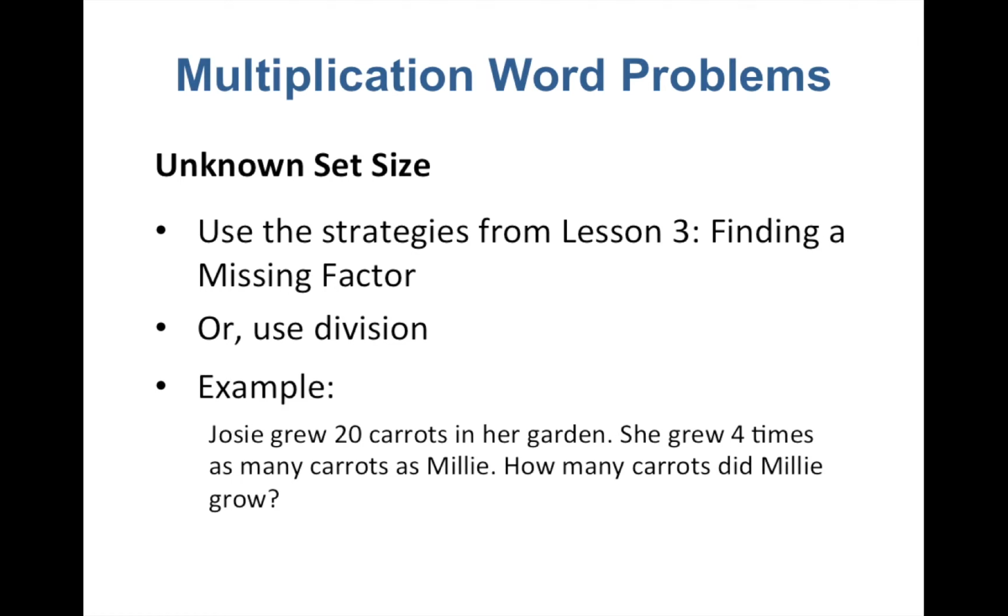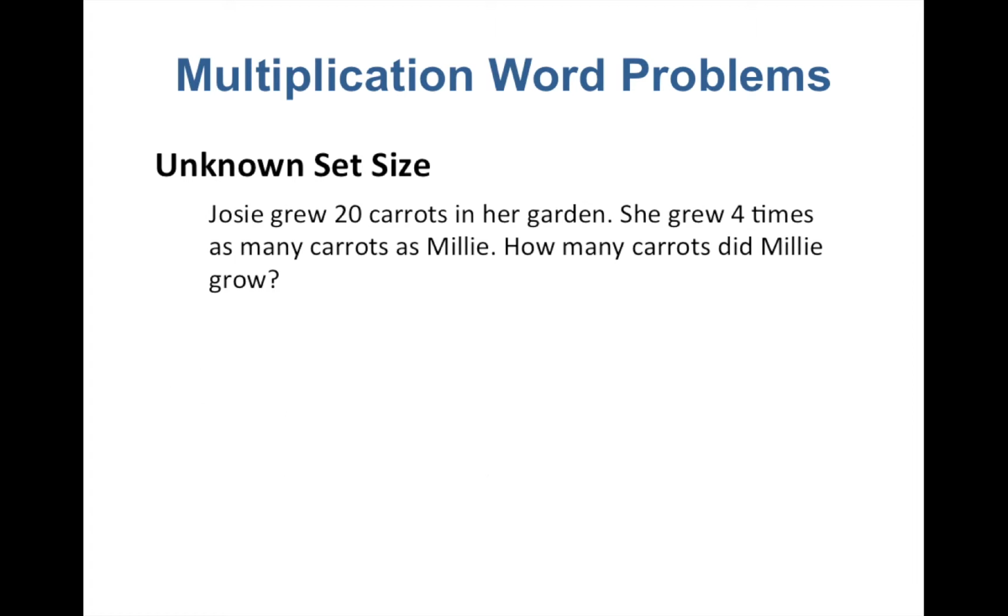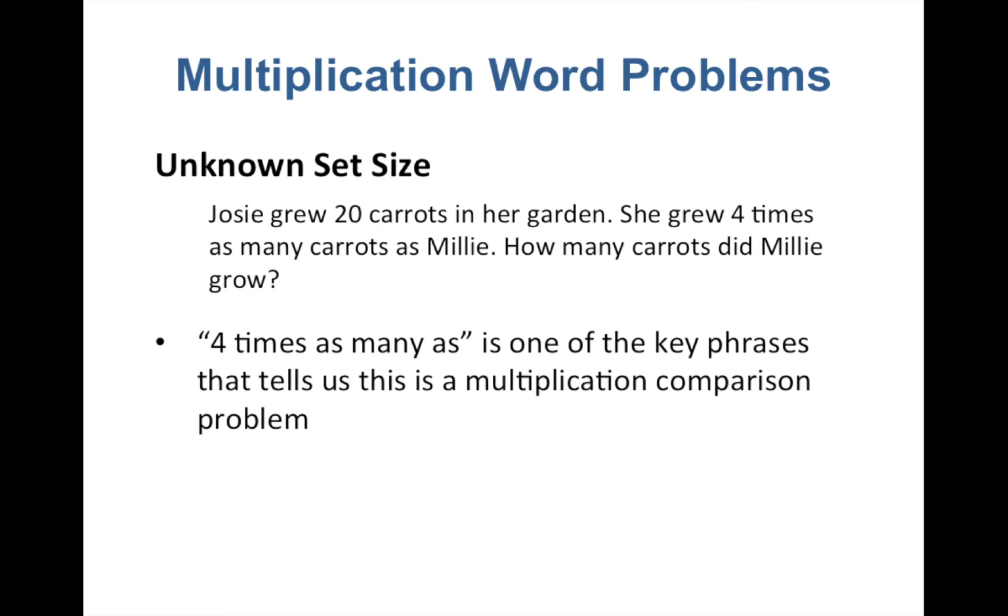Josie grew 20 carrots in her garden. She grew 4 times as many carrots as Millie. How many carrots did Millie grow? So in this problem, we see another key word there, 4 times as many as. It's one of the key phrases that tells us this is a multiplication comparison problem. We're wanting to know what could be multiplied by 4 to get 20. We want to know 20 is 4 times bigger than some number, and we want to know what that number is. Our set size is the thing that is unknown here. We don't know how many carrots Millie grew.